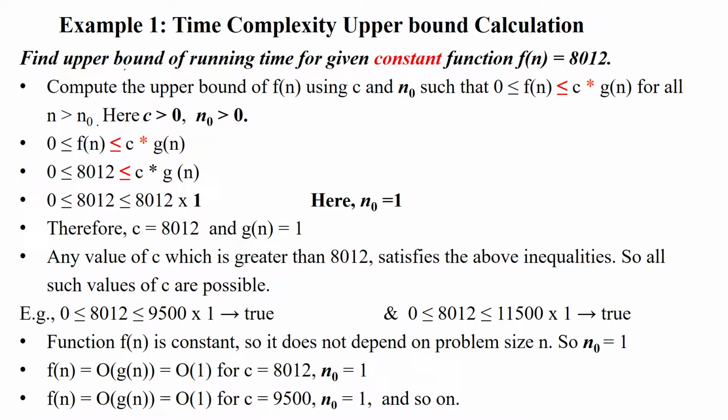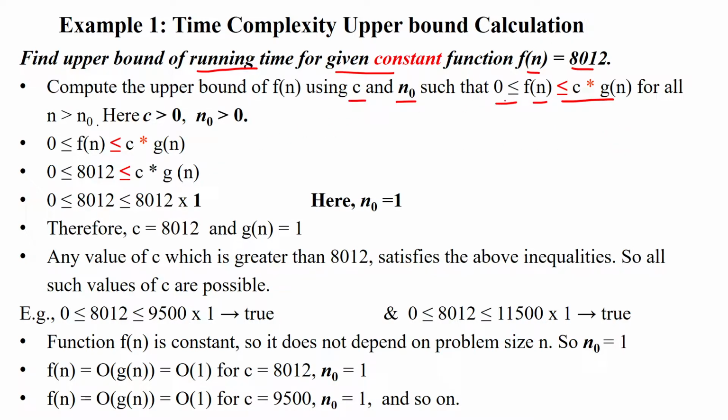Here we are going to find the running time for the given constant function f of n equals 8012. For that we should use c and an initial value of n0 such that 0 is less than or equal to the given function f of n, which is less than or equal to c into g of n. Here the upper bound will be calculated by using the big O notation.